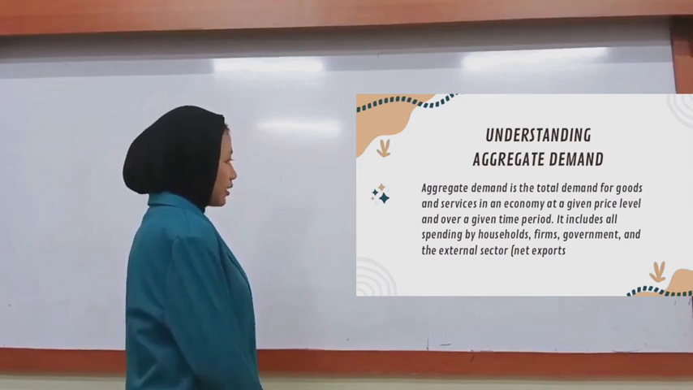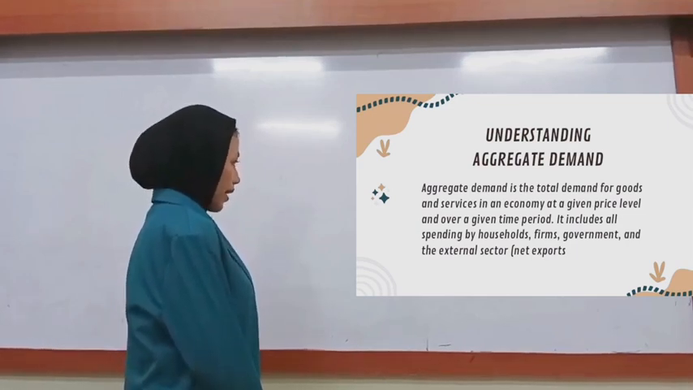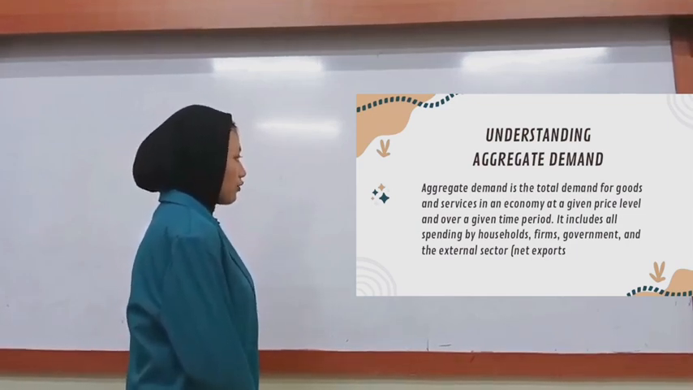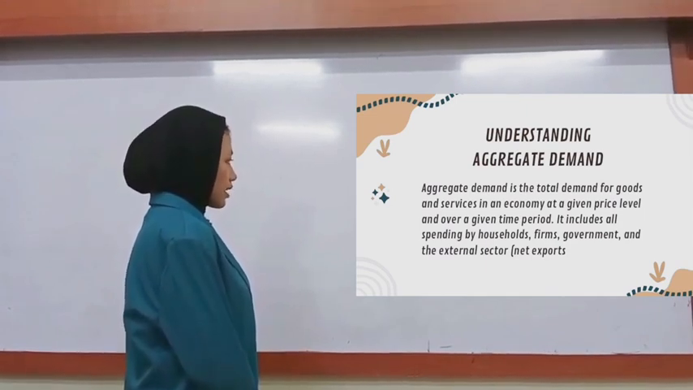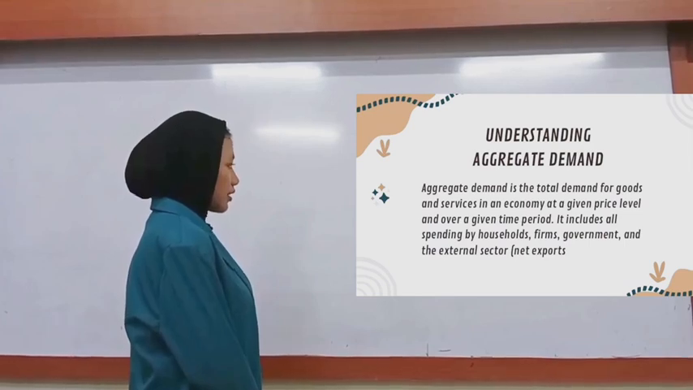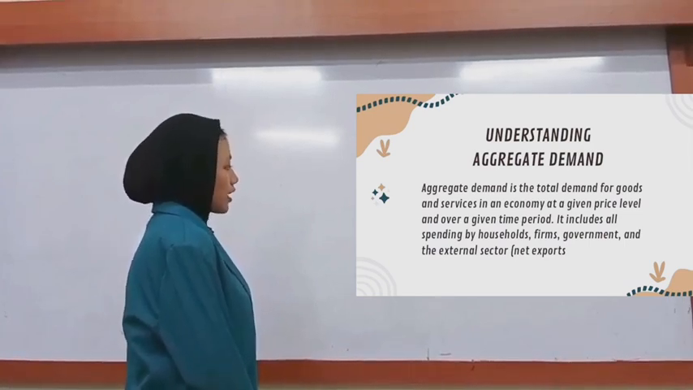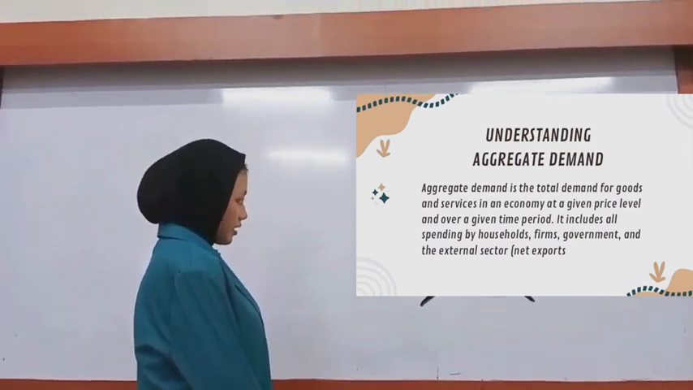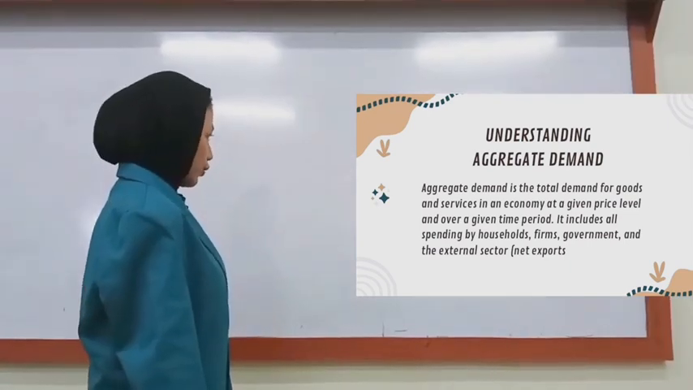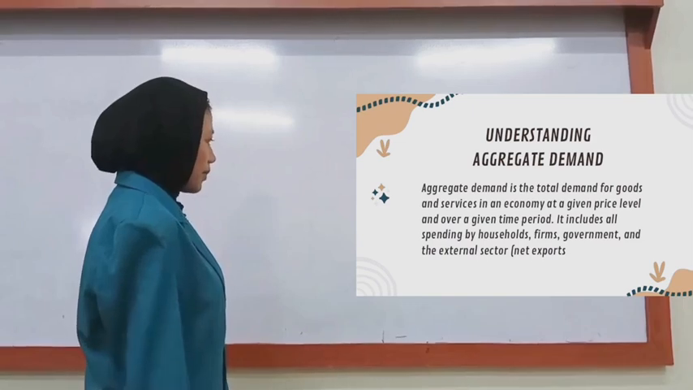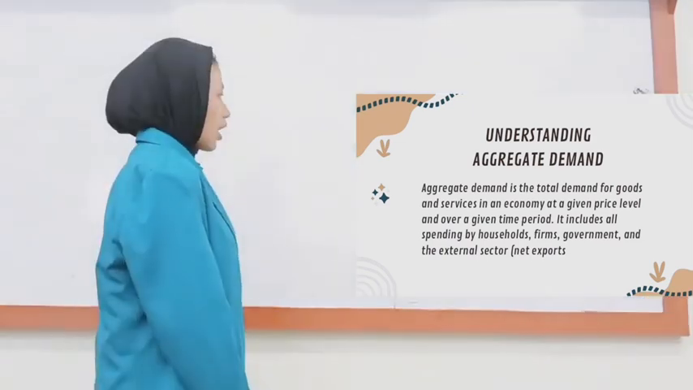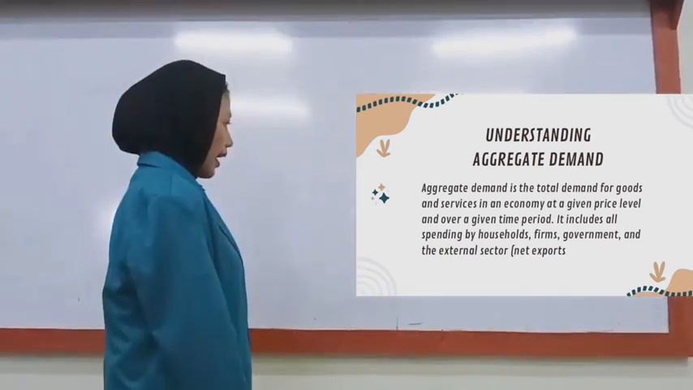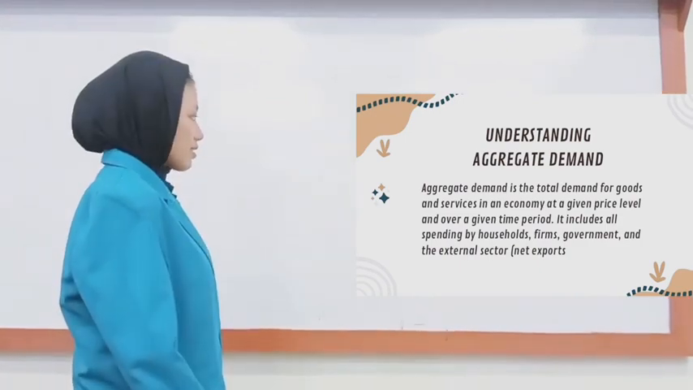Understanding aggregate demand. Aggregate demand is the total demand for goods and services in an economy at a given price level and over a given time period. It includes all spending by households, government and the external sector.